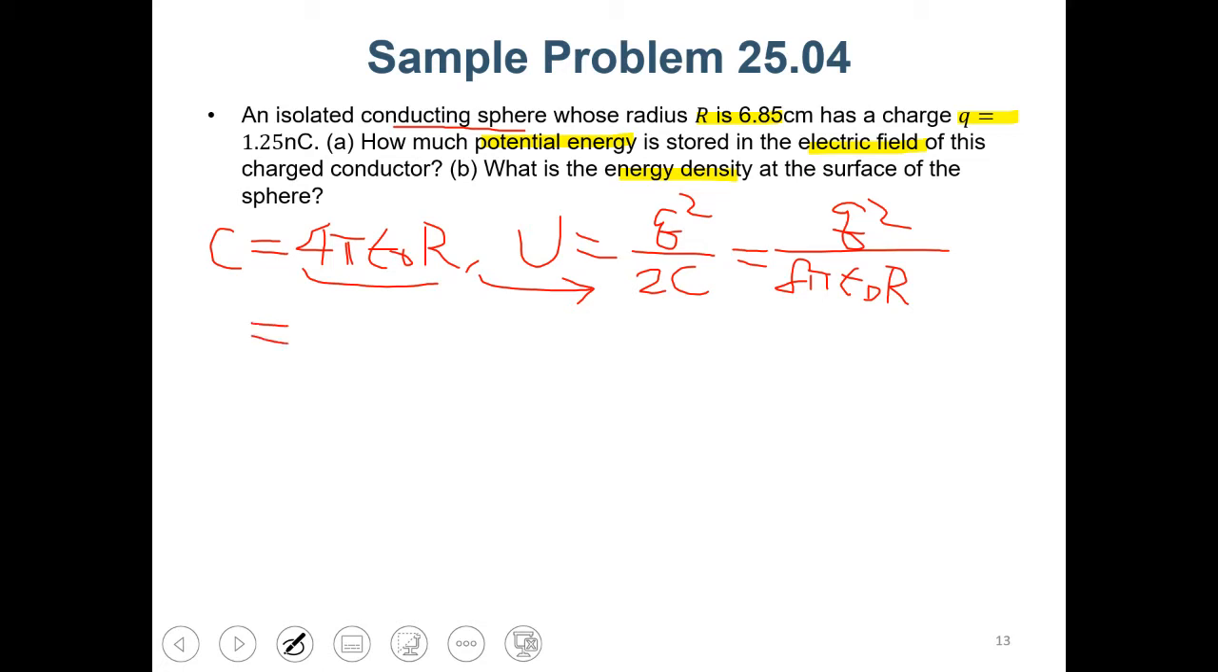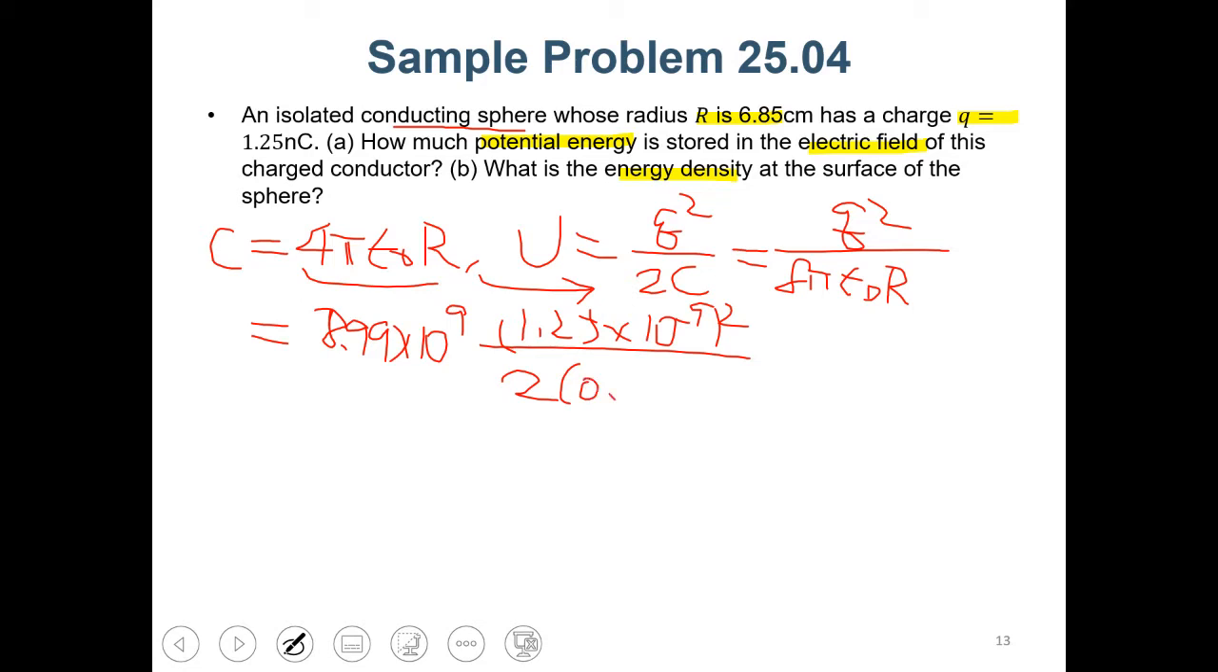So it will be nothing but 8.99 times 10 to the 9, which is k, which is 1 over 4 pi epsilon naught, and then we multiply it by 1.25 times 10 to the minus 9 squared, which is q squared. And then we have 2r. r is 6.85 centimeters, so it is 0.0685. So the answer will be 1.03 times 10 to the minus 7 joule.